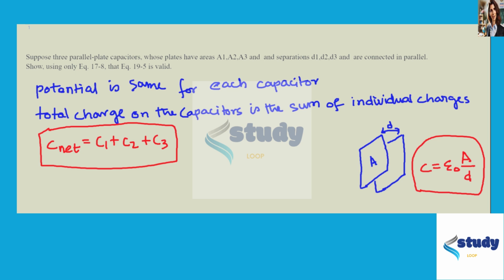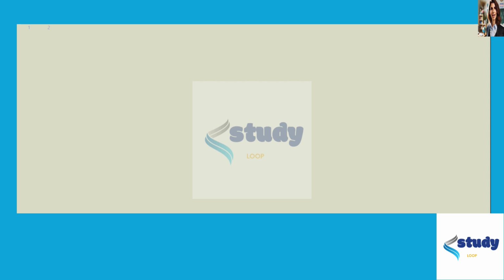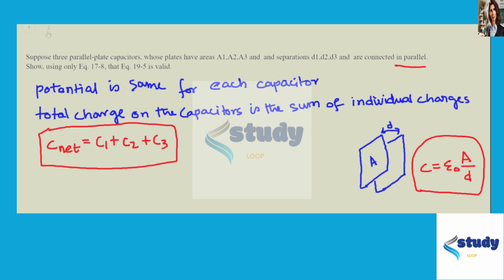Now, since we know that the potential is the same for each capacitor because they are connected in parallel, and also since they're connected in parallel, the total charge on the capacitors will be the sum of the individual charges. So we need to use these concepts to find out this equation.